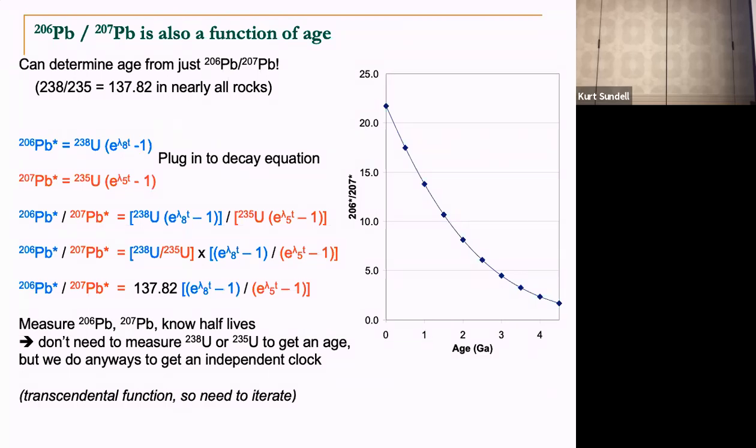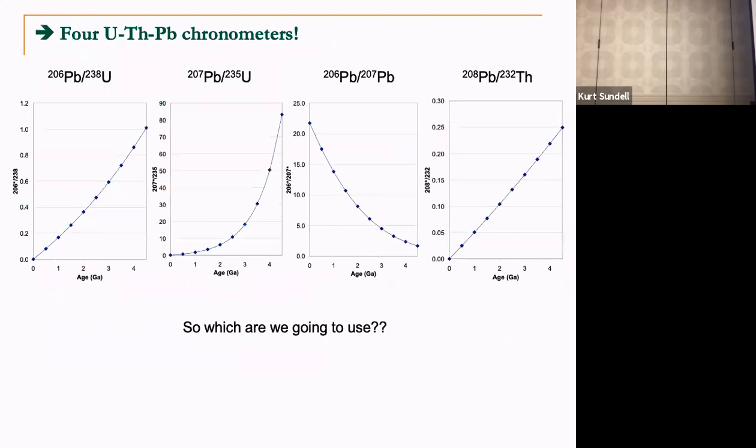So we can measure lead-206, we measure 207, we know half-lives, we don't really need to measure uranium-238 or 235 to get an age. We do anyway because we want it to confirm things on concordia space. And so this actually turns out to be a transcendental function, so we do need to iterate a bit to solve for the age, but it's completely feasible to do. Okay, so it turns out we're actually dealing with 4 chronometers. We just keep throwing more into the mix.